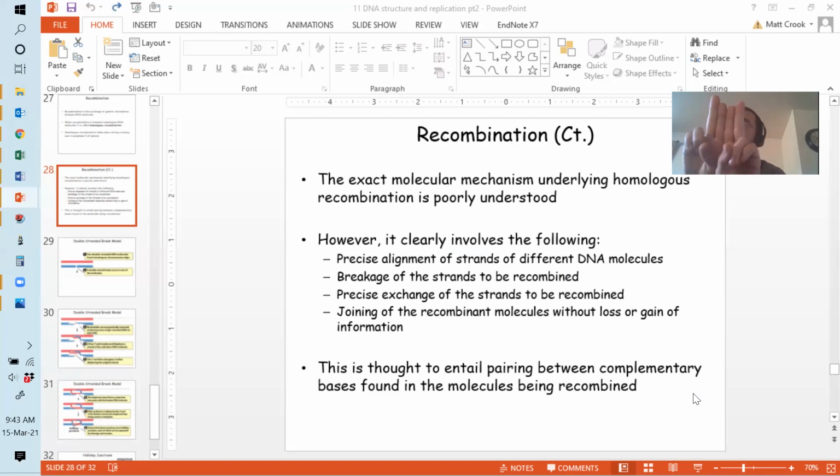So those two have to be perfectly aligned, right? You have to then break both strands, right? Or really, you have to break one strand in one DNA molecule, both backbones, so a double-stranded break. And then you have to just kind of stick it all together somehow, right? So that essentially what you end up with is two molecules joined together, that kind of crossover there, without either losing or gaining any information.